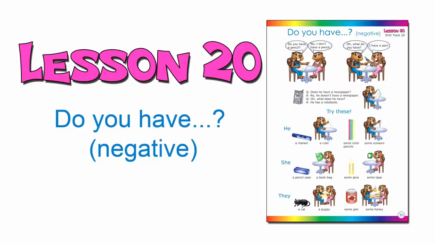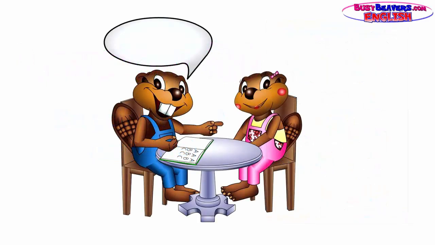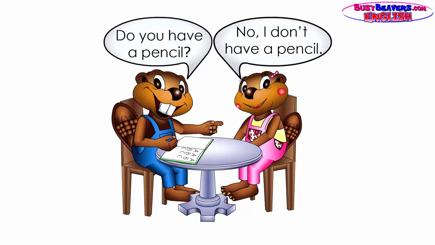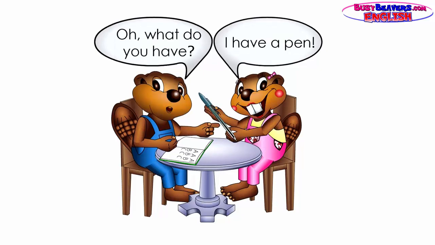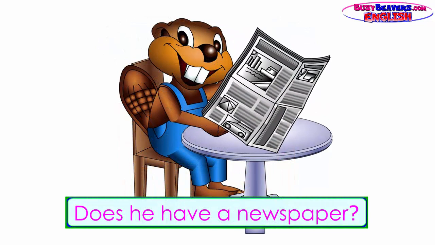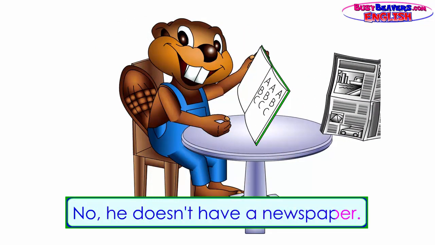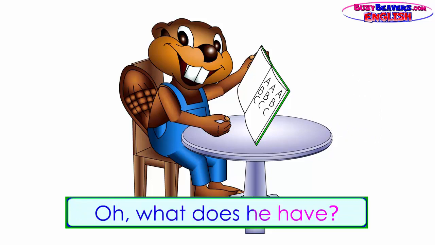Lesson 20. Do you have, negative. Do you have a pencil? No, I don't have a pencil. Oh, what do you have? I have a pen. Does he have a newspaper? No, he doesn't have a newspaper. Oh, what does he have?